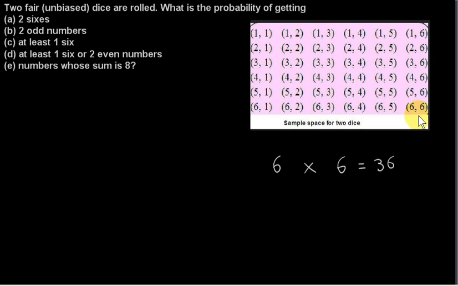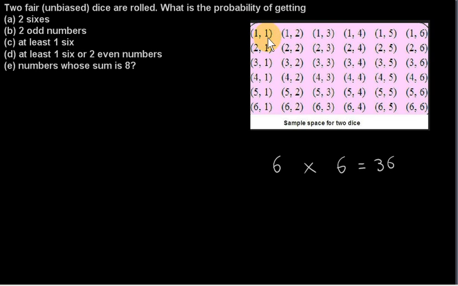until we've covered all 36 outcomes. Now these outcomes are equally likely because we're dealing with 2 unbiased dice, so there's no reason to suppose that any one of these outcomes is any more or less likely than the others. And the roll of each die is independent of the other die. So the result for the first die has no effect on the result for the second die.